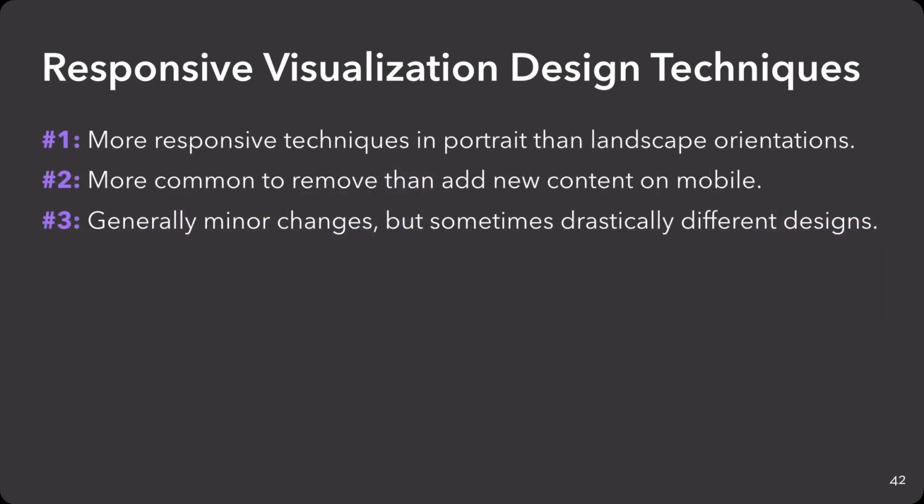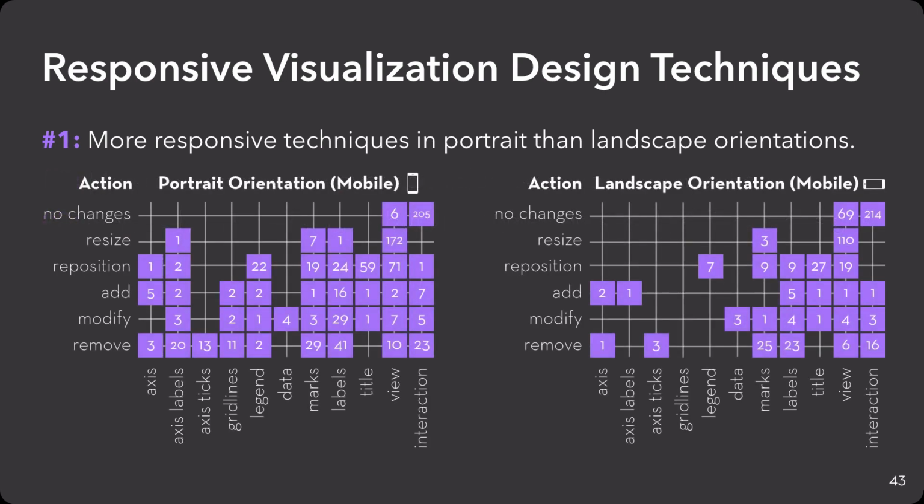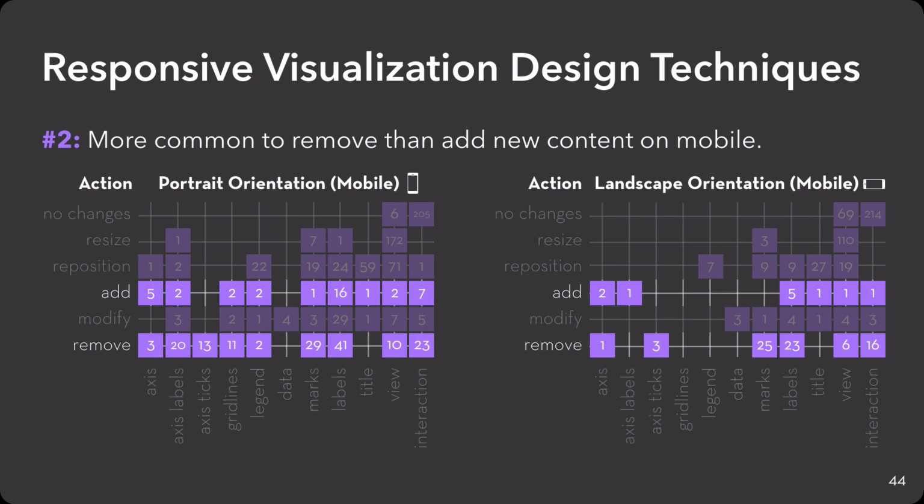Based on the results of this survey, there are 3 key takeaways. In general, we observed that more responsive techniques were used for the portrait orientation than the landscape orientation of a phone. Notice the more full grid on the left. In other words, visualizations in a landscape orientation were less likely to exhibit changes from the desktop design. We also noticed that it was much more common to remove visualization elements from the desktop version than to add new elements on the mobile version.